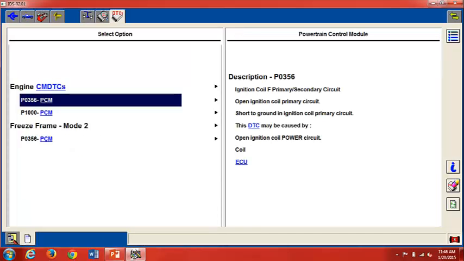The first code we identify is a P0356. This is an ignition coil primary or secondary circuit code. So it's important to understand that this is a circuit code, not a performance code.